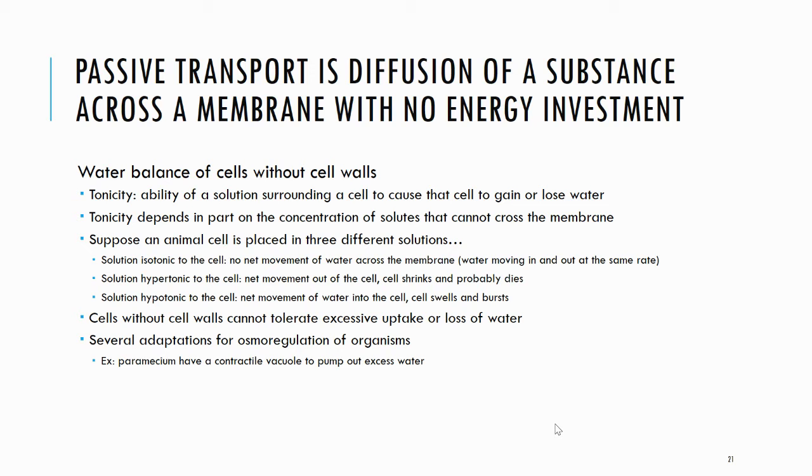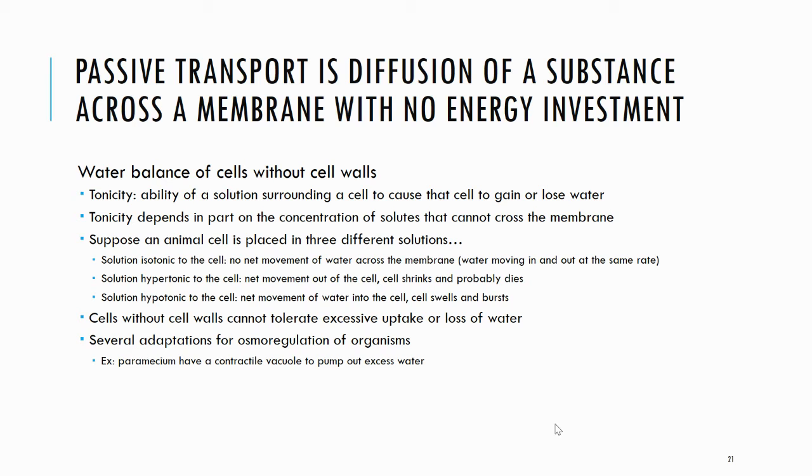Let's talk about water balance of cells that don't have a cell wall. So we're thinking about animal cells here. Tonicity is the ability of a solution surrounding a cell to cause that cell to gain or lose water. And that will depend on the concentration of solutes that cannot cross the membrane. So let's think about an animal cell placed in 3 different solutions. If the solution is isotonic to the cell, we have no net movement of water across the membrane. So it's moving in and out at the same rate because the concentration of things on the inside of the cell and on the outside of the cell is the same.